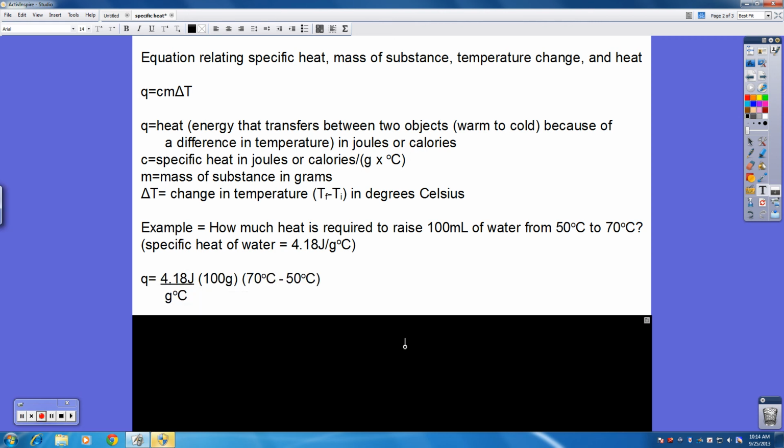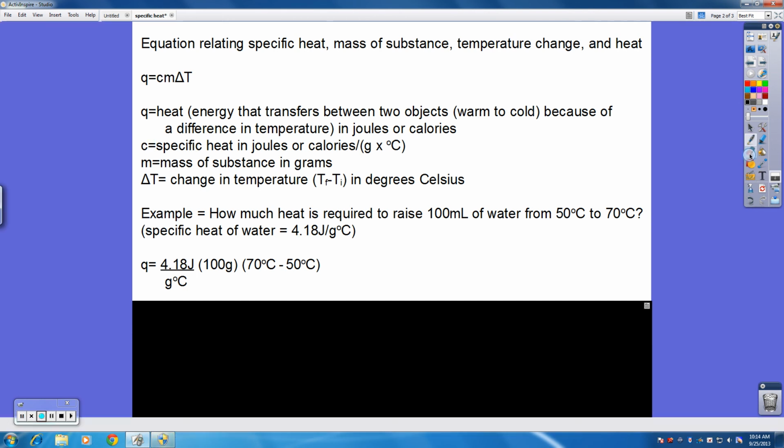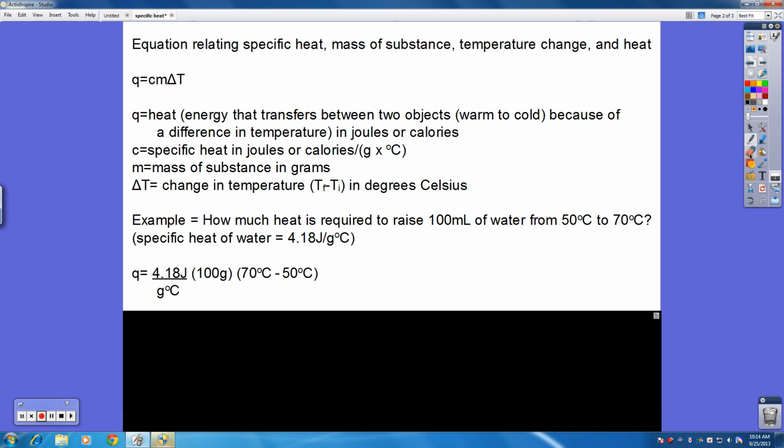You should have had this equation. Q equals 4.18 joules per gram degrees Celsius times 100 grams, remembering that water's density is 1, so 1 gram equals 1 milliliter of water, times 70 degrees Celsius minus 50 degrees Celsius. And what's interesting here is that you can see where the units are going to cancel out. So the grams are going to cancel here. The degrees Celsius cancels here. Obviously, when you do 70 minus 50, you get 20 degrees Celsius. And so you're left with joules, which is the unit you need for your Q. So go ahead and calculate this and then check your answer.